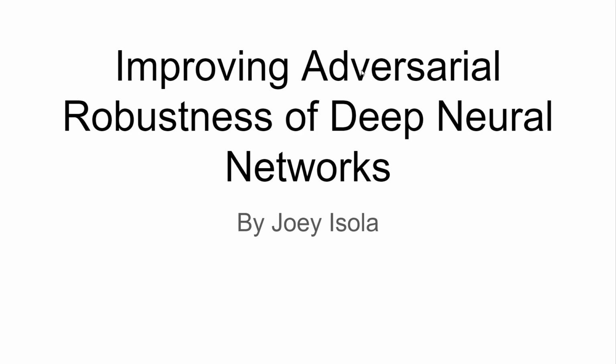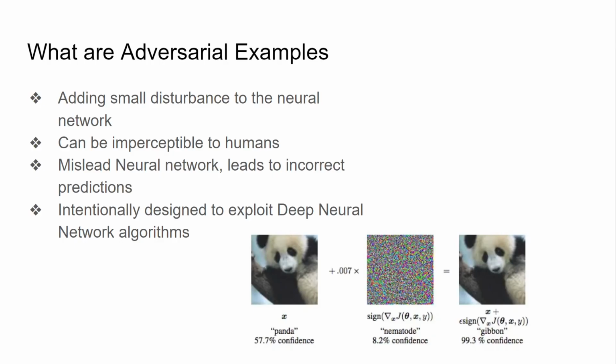Okay, this is my project, Improving Adversarial Robustness of Deep Neural Networks. The idea of this project is to fight adversarial examples. An adversarial example is adding a small disturbance with a small multiplier to a clean image to make a picture that is imperceptible to us, but misleads the neural network.